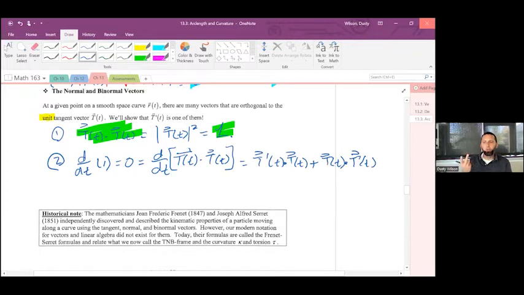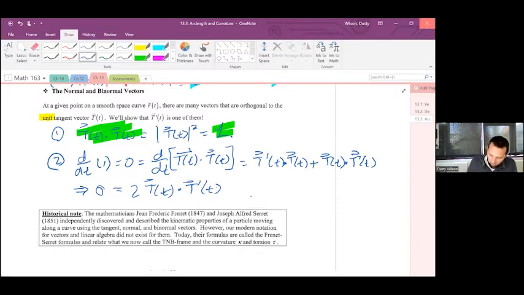And we notice that the order doesn't matter with the dot product. So these 2 terms are the same. This implies we have 0 is equal to 2 times T of t dotted with T prime of t. Obviously, the 2 isn't doing anything here, so we know that 0 is equal to T dot T prime. Therefore, we can draw the nice conclusion. The 3 dots means therefore that T is perpendicular to T prime.